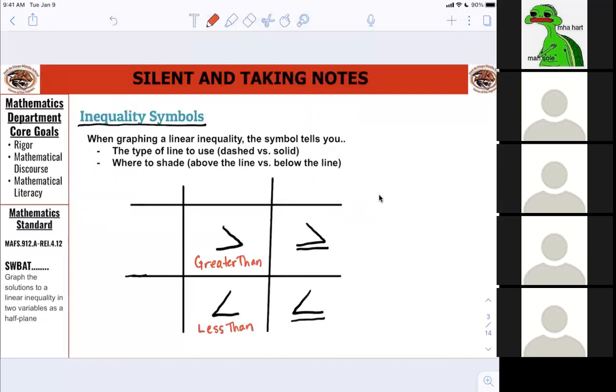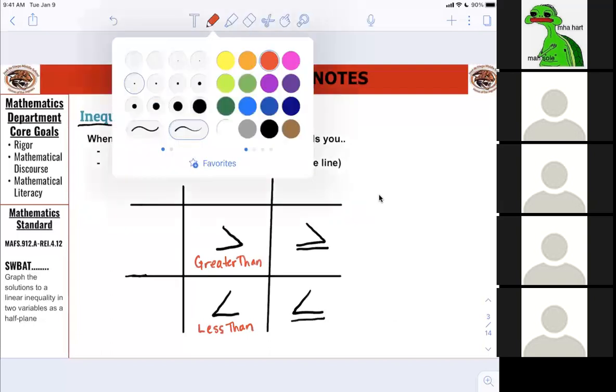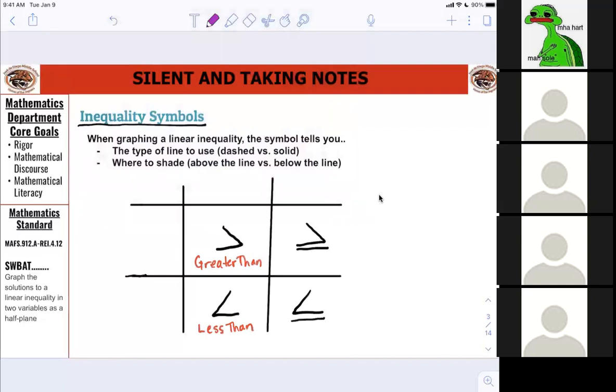Okay, now, when you have a greater than symbol, or greater than or equal to, either way, if it's pointing in the greater than direction, what do you guys think? Is that going to be shading above or below? Above. Yeah, that's going to be above. So in here, we're going to write above. All right, shade above.